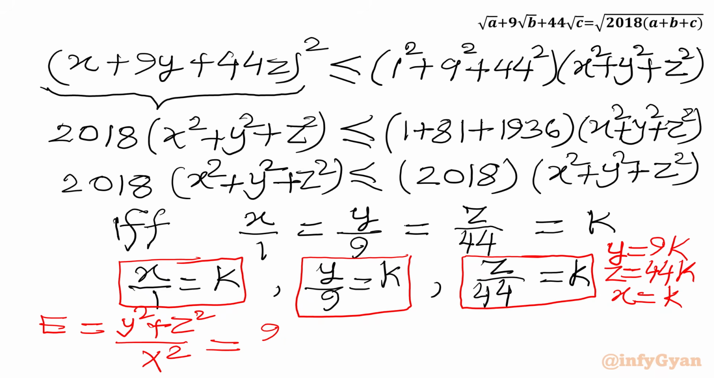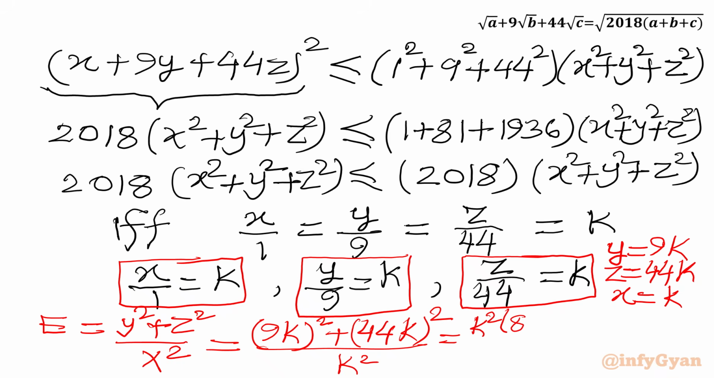So I will write here (9K) whole square plus (44K) whole square over K square. So 9 square is 81, 44 square is 1936. I will take K square common out. So in the bracket I can write 81 plus 1936, and in the denominator we have K square. We'll cancel K square from numerator and denominator, and we will add these two numbers to get our answer, 2017.